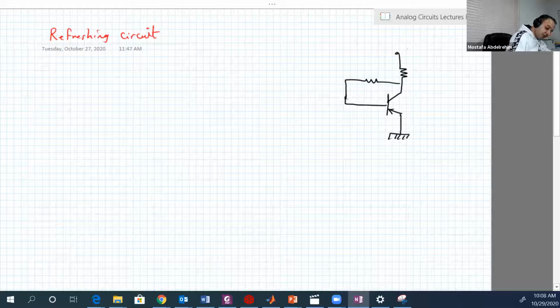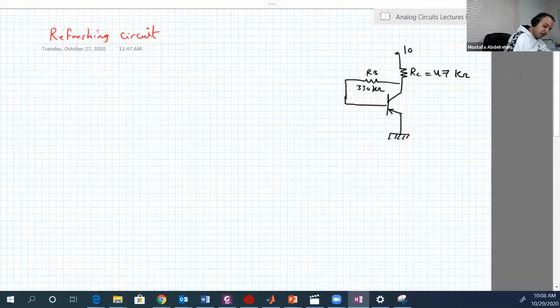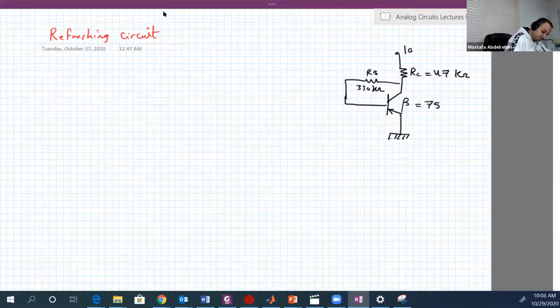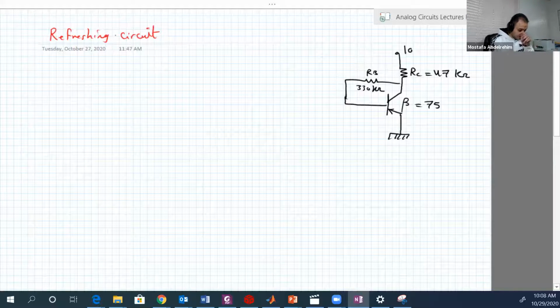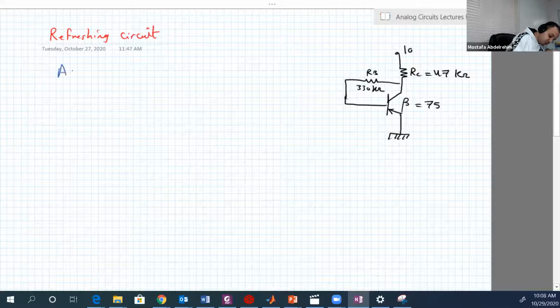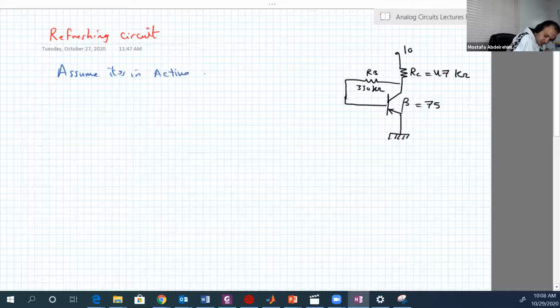Here we have 10 volts. Okay, this is RC equal to 47 kilo ohms. This is RB, and this is 330 kilo ohms. Okay, and beta is equal to 75. Okay, so let's again assume it is in active region.